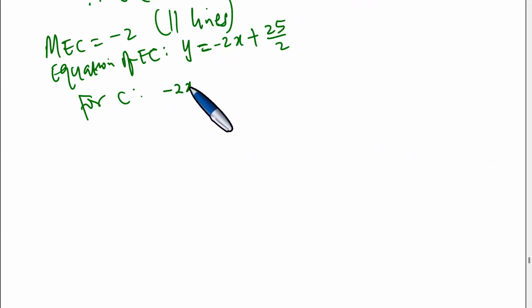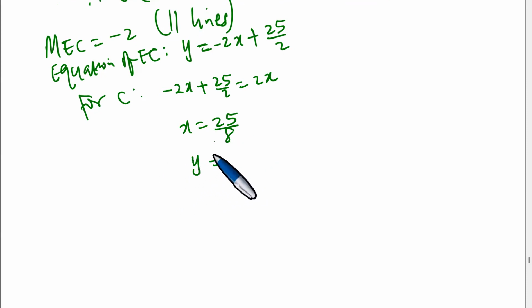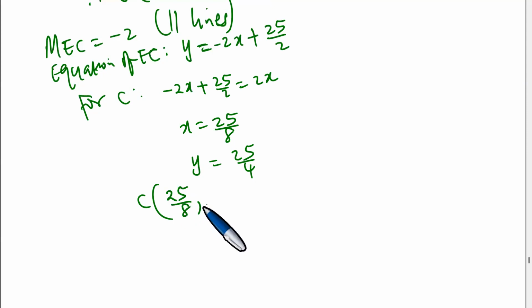Which is -2x plus 25/2, which is 2x. X is 25 out of 8. Right. If X is 25 out of 8, you substitute into either 2x or this other equation, and then you'll be able to obtain that Y is 25 out of 4. The coordinates of C, the point of intersection, is going to be X is 25 out of 8, and Y is 25 out of 4.